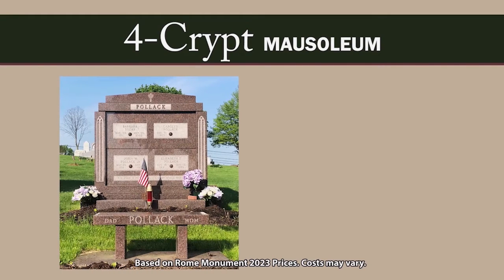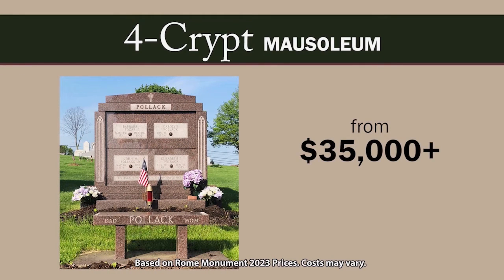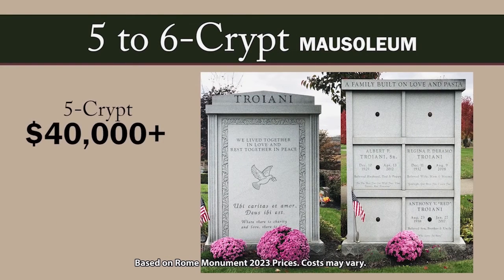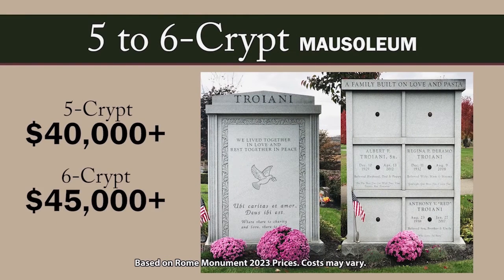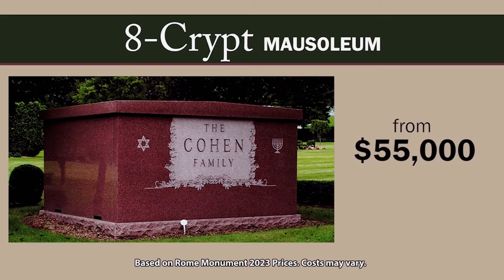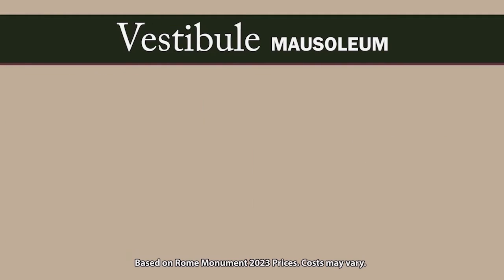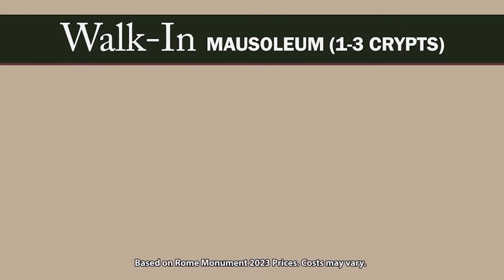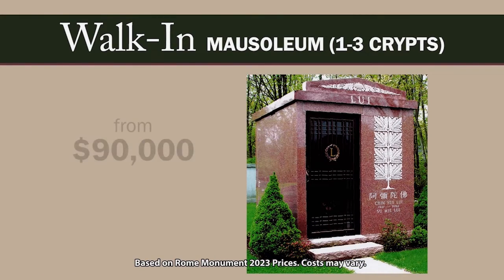You can purchase a 4-crypt mausoleum starting from $35,000. 5-crypt mausoleums start at $40,000. 6-crypt mausoleums start at $45,000. 8-crypt mausoleums start at $55,000. Vestibule mausoleums start at $87,000. Walk-in mausoleums with 1 to 3 crypts start at $90,000.